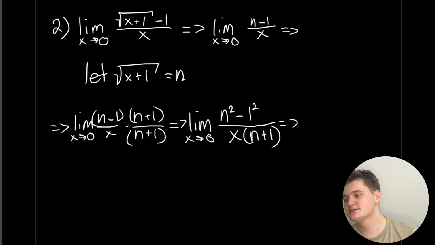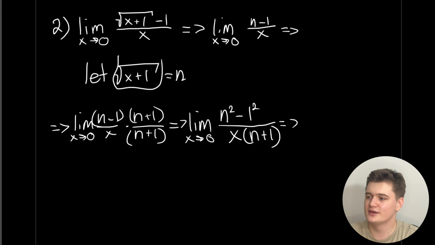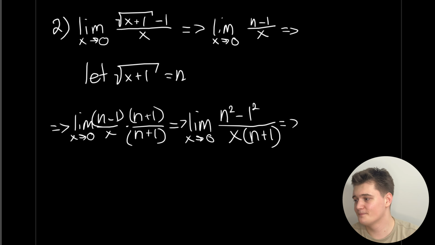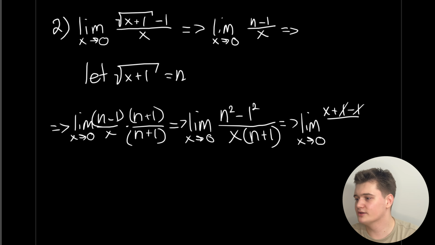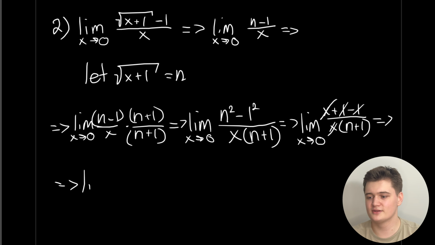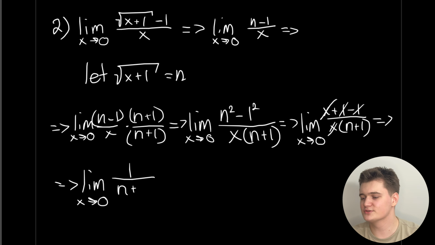And at this point, we can actually go back to our initial square root of x plus 1, since this part over here is squared, and it just turns into x plus 1. So in our numerator, we'll have x plus 1 minus 1, because minus 1 squared is just 1, right? So we just cancel these out. On the bottom, we have x times n plus 1. We can cancel out our x's, and it gives us limit of x approaching 0, 1 over n plus 1.